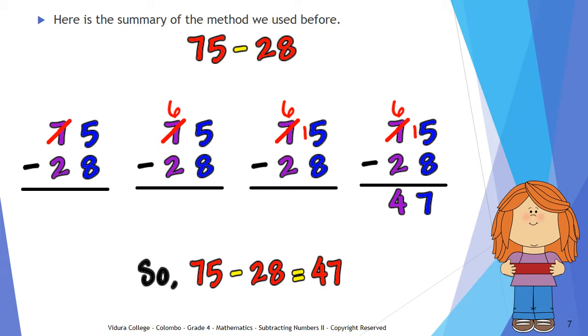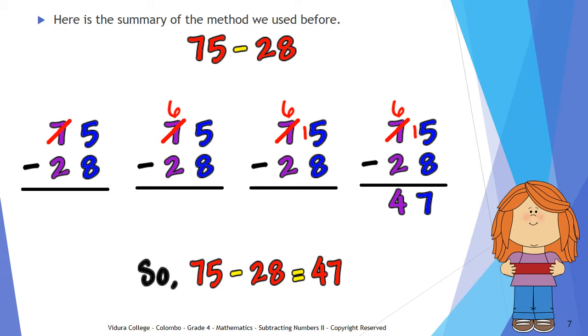Here you have 75 minus 28. First, what should we do? Can we subtract 8 from 5? No, we can't. So, we are taking 1 from 10th side. Now, 10th side becomes 6 and unit side becomes 15. Can you subtract 8 from 15? Yes, of course. The answer is 7.